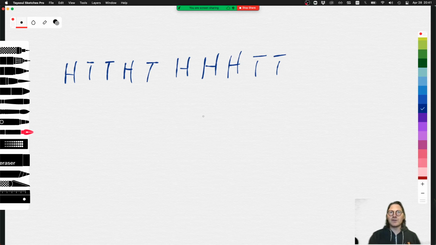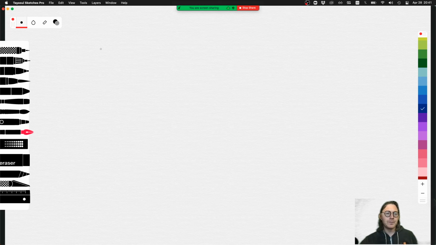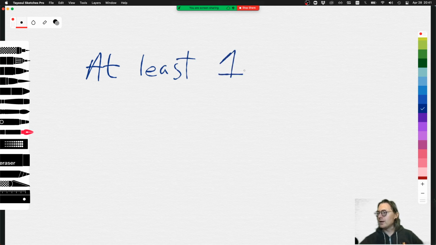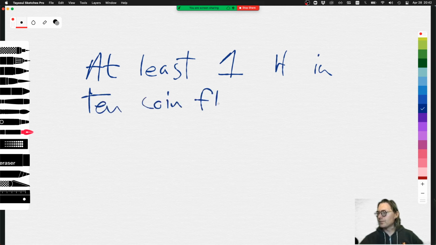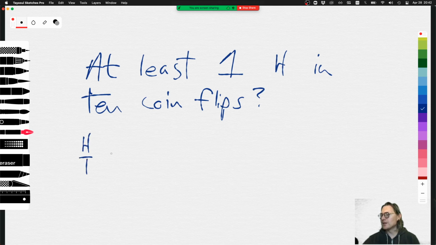Now, there's another question we might try to answer. What is the probability of getting at least one head in 10 coin flips? What about that? What do you think about that? And maybe a good place to start would be saying, what is the probability of getting at least one heads in one coin flip? Okay, well, getting at least one heads in one coin flip is 0.5.